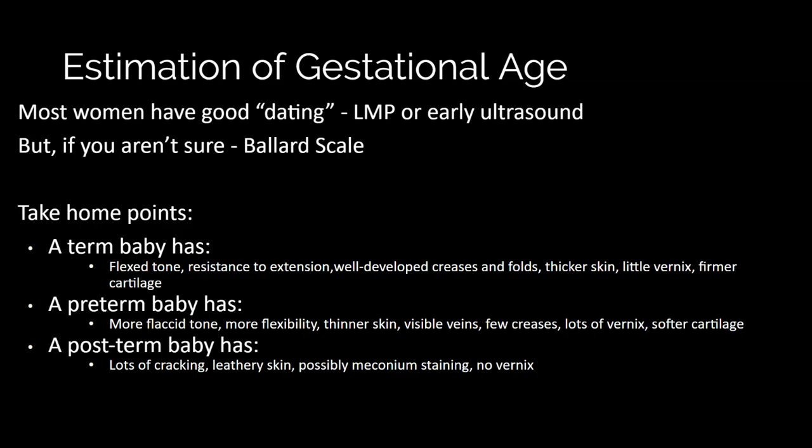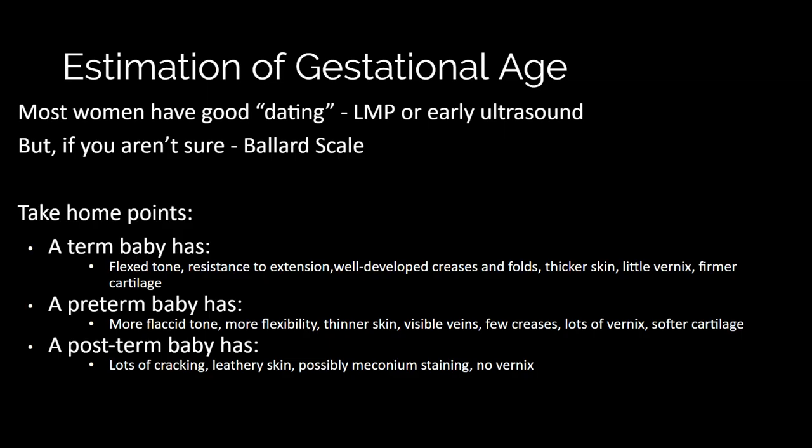These babies have well-developed creases and folds. So the creases that I'm talking about, you would see them in palms of the hands, really the soles of the feet. When you see a baby that has lots of crisscrosses all over the sole of the foot, that baby's most definitely term. We also see changes in the external genitalia.